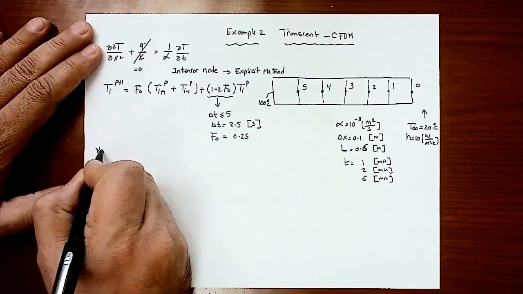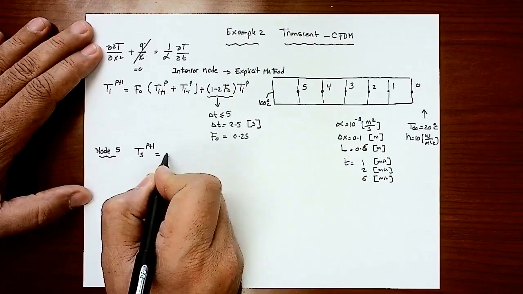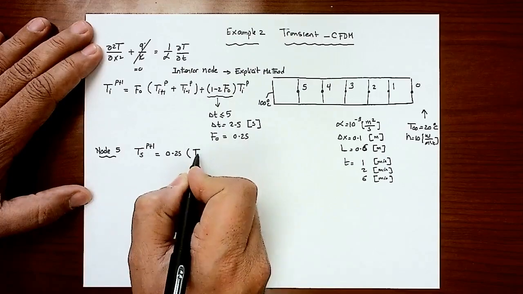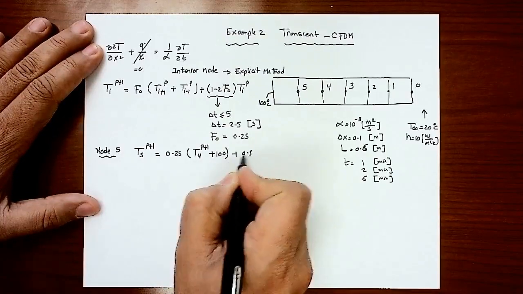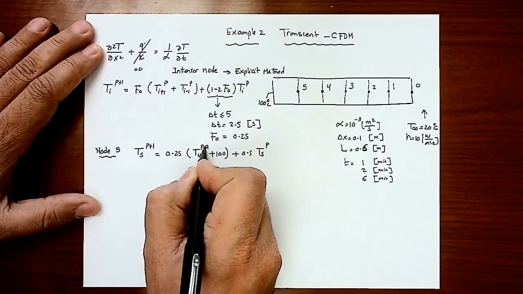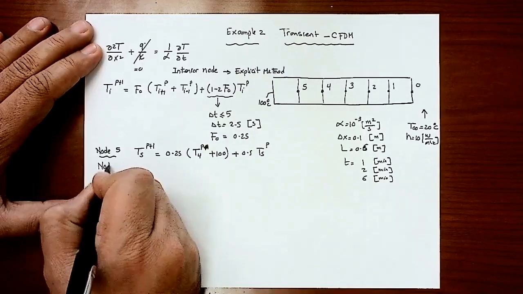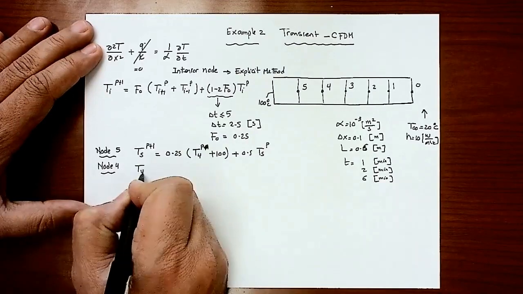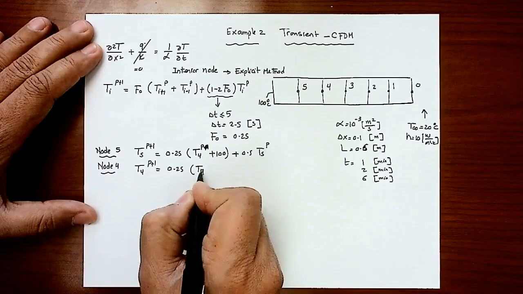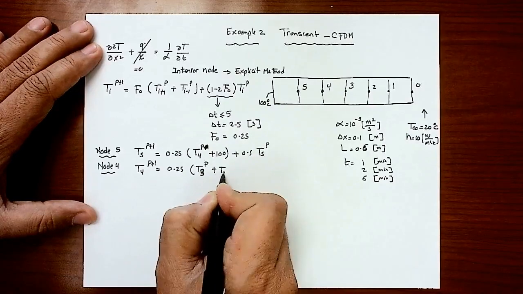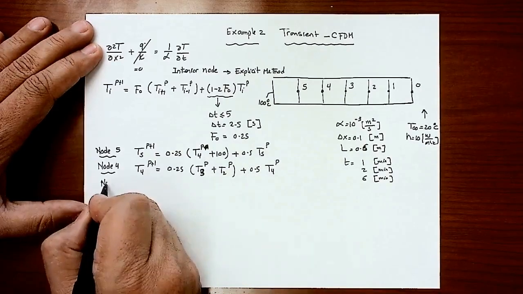I will start backward. For node 5, we got T5 at P plus 1 equal to 0.25 times T4 at P plus 100, plus 0.5 T5 at, sorry, that's P. We are solving explicit, so that's P. Then for node number 4, T4 at the new time step is equal to 0.25 times T3 at P plus T2 at P, plus 0.5 T4 at P.